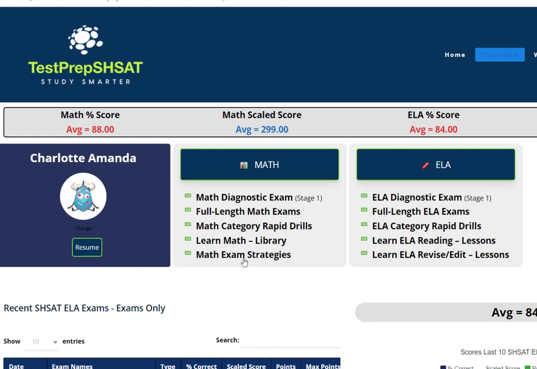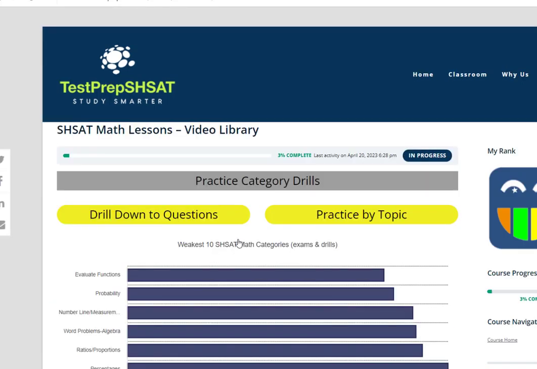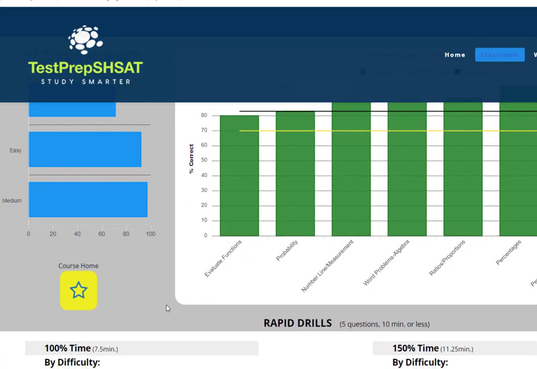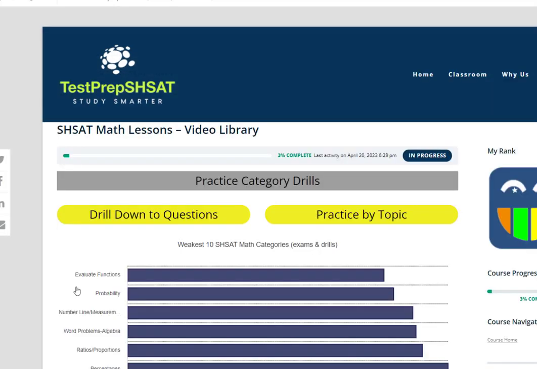If I'm at the dashboard, I can click on my Learn Math library. And every time we go to the library, we have a link to the category lessons to drill down to the questions from all the drills, or to practice by topic. So if I were on the practice by topic page doing my category drills, I would simply click Course Home. That's the other way to get there, depending on where you're coming from.